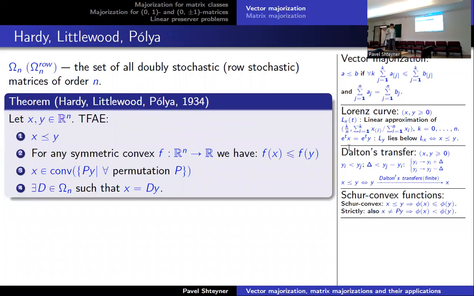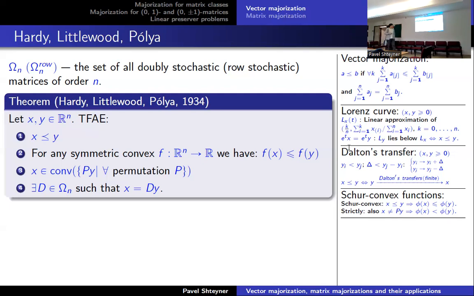Everything that I have talked about actually even precedes the name vector majorization. The modern name and terminology come from Hardy, Littlewood and Pólya and their book Inequalities, 1934. Among other things, they proved the following equivalent conditions. X is majorized by Y, where X and Y are arbitrary real vectors, if and only if for any symmetric convex real-valued function, f of X doesn't exceed f of Y. If and only if X belongs to the convex hull of vectors obtained by permuting elements of Y.